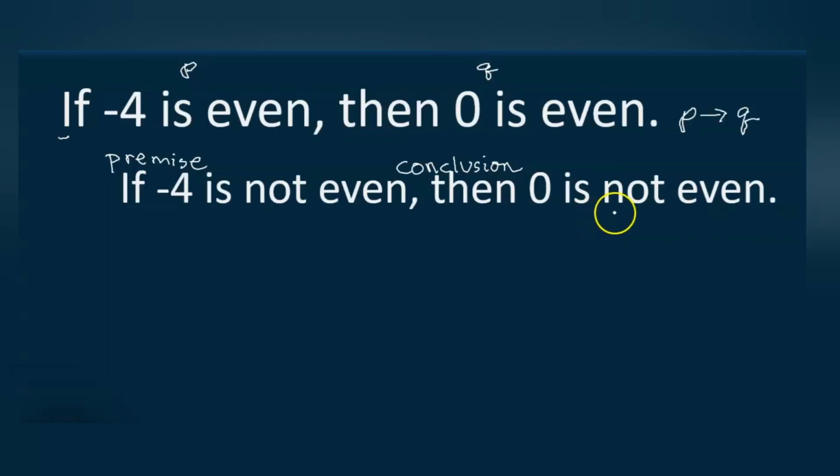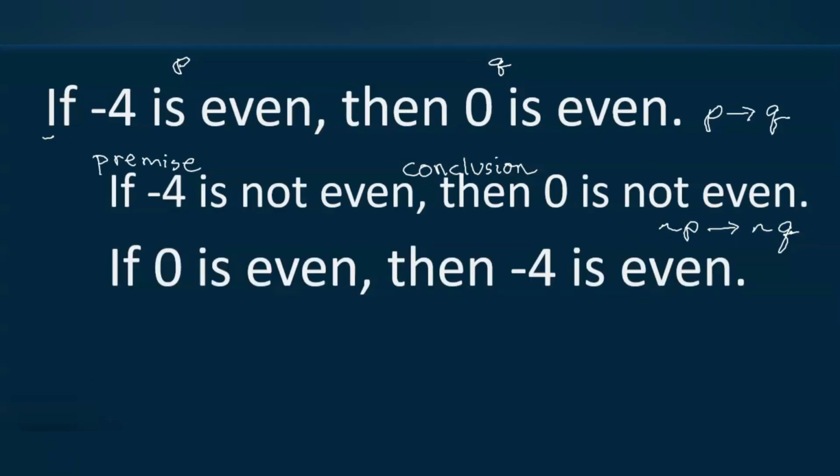If -4 is not even, then 0 is not even. In this sentence, I negated P and negated Q. And so in symbols, we can write this statement as not P implies not Q. If 0 is even, then -4 is even. In this sentence, I interchange the premise and conclusion of the original conditional. In symbols, I can write the statement as Q implies P.